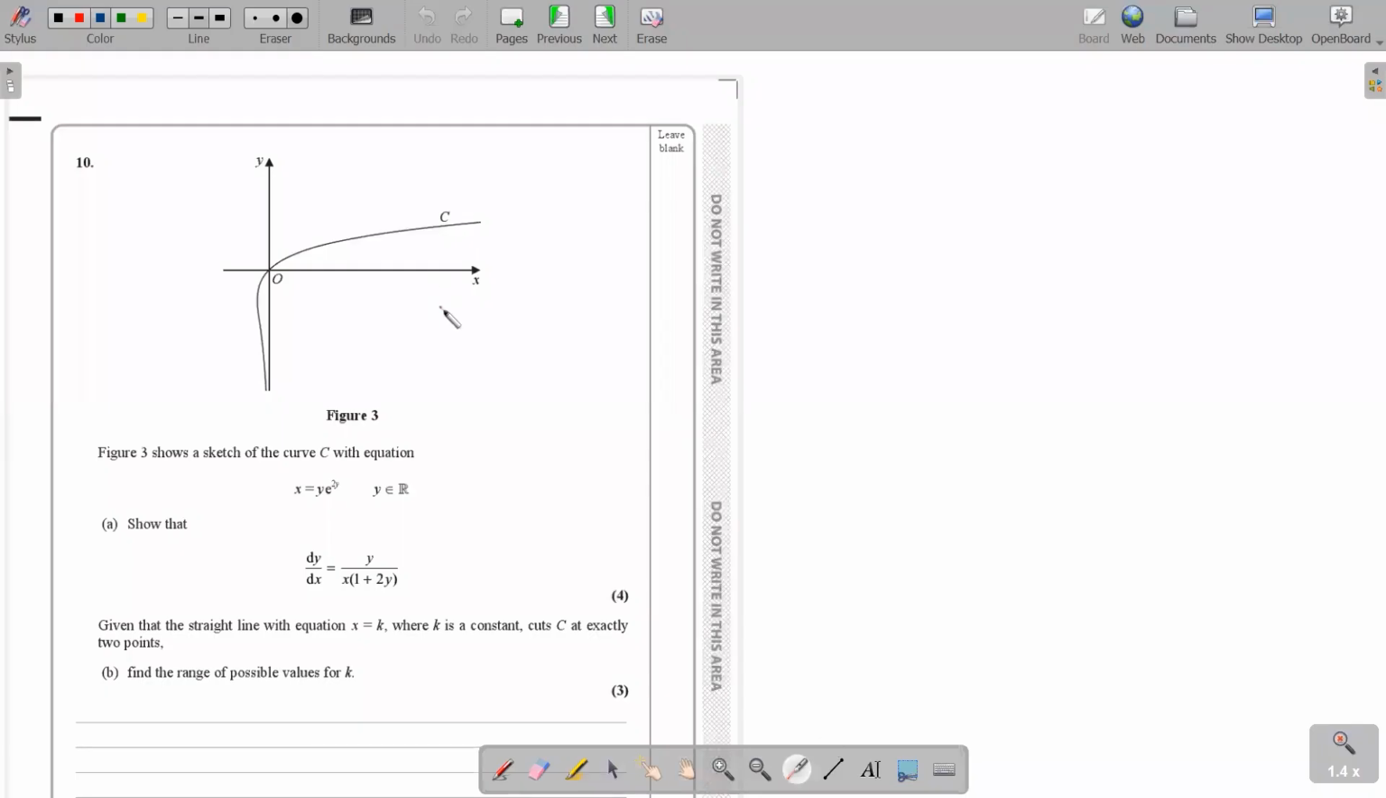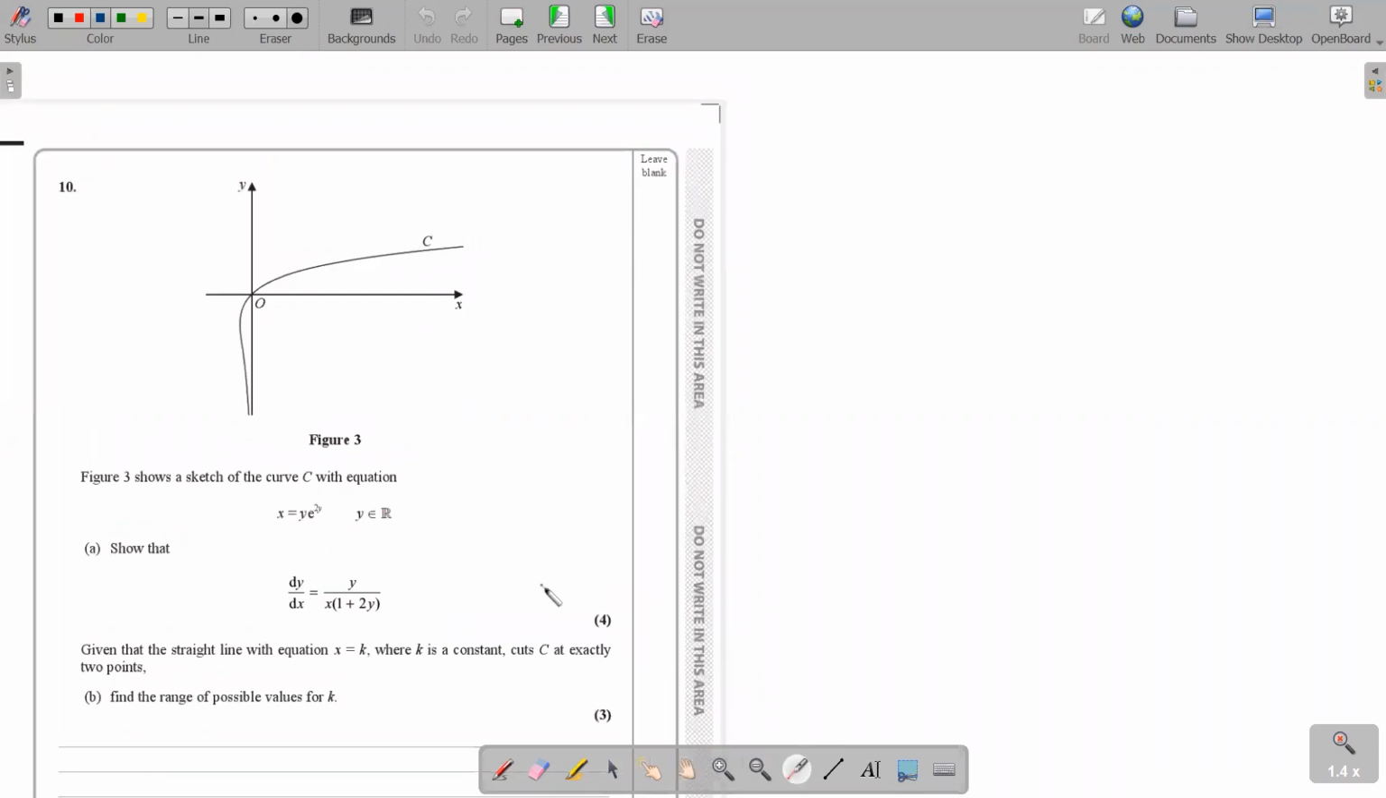Okay, moving on to question number 10. Figure 3 shows a sketch of the curve C with the equation x equals y times e to the power 2y, where y is an element of the real numbers. Show that dy by dx is y over x times (1 plus 2y). So how do we get dy by dx here?